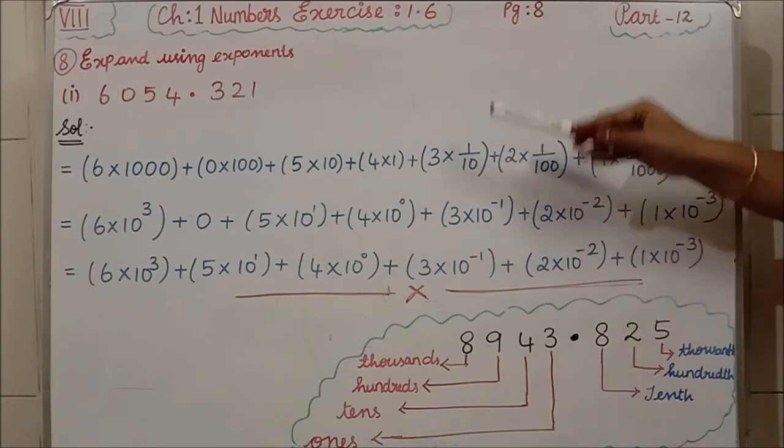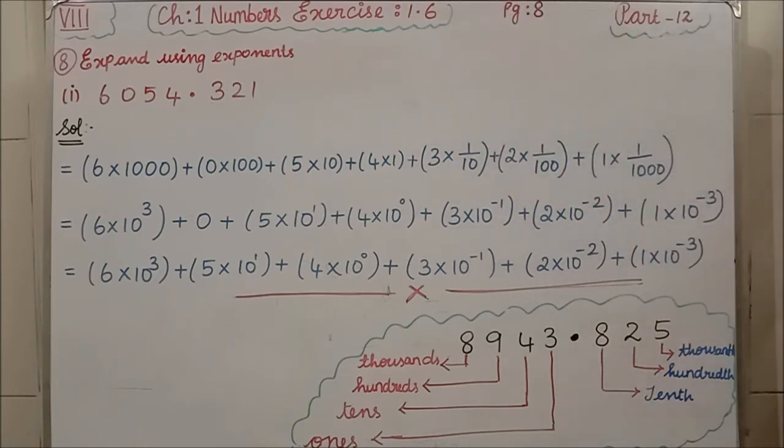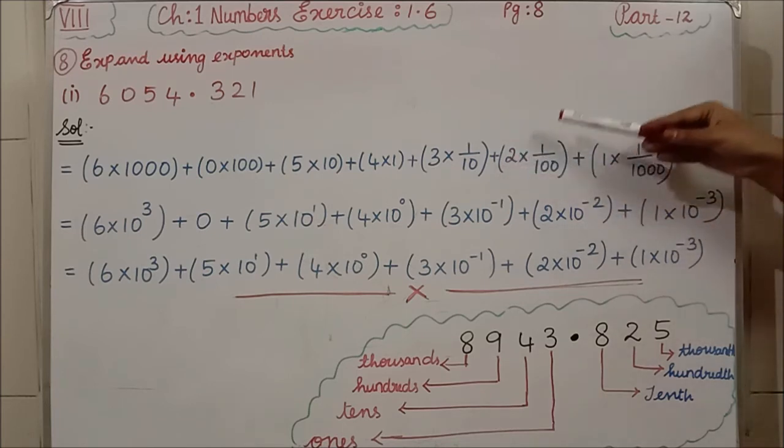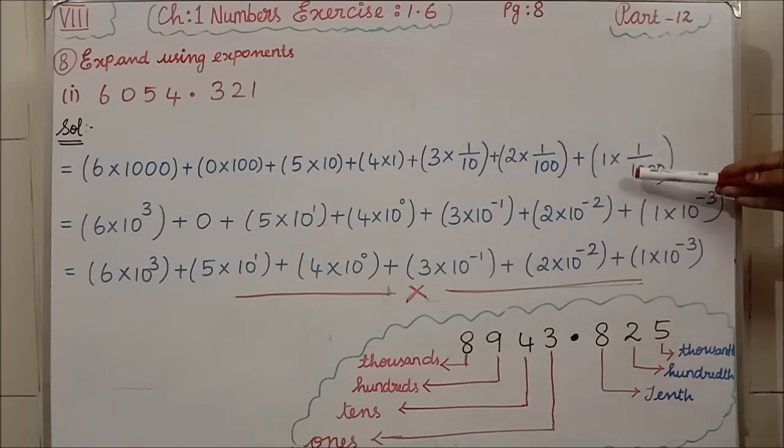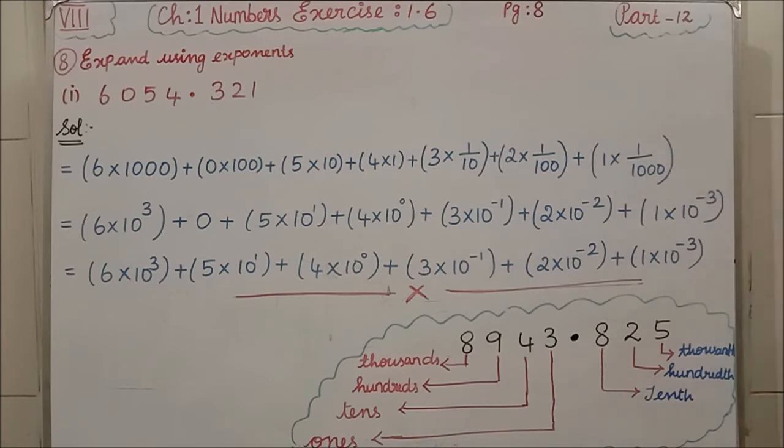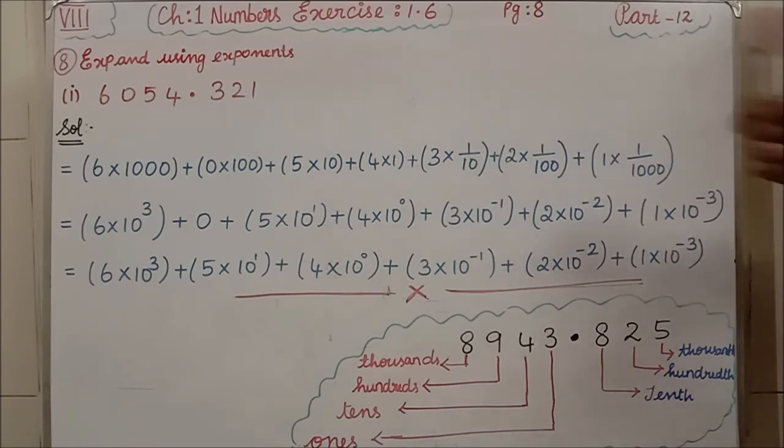Clear? Plus 2 is in which place? 100th place. So 2 into 1 divided by 100 we have to write. Clear? Then 1 is in which place? 1000th place. 1 into 1 divided by 1000 we have to write. Clear? Before the decimal we can straightly write into 1000, into 100, into 10, into 1, like that.